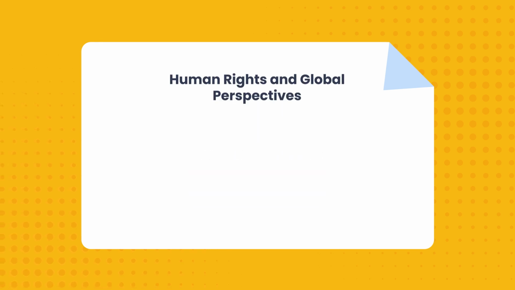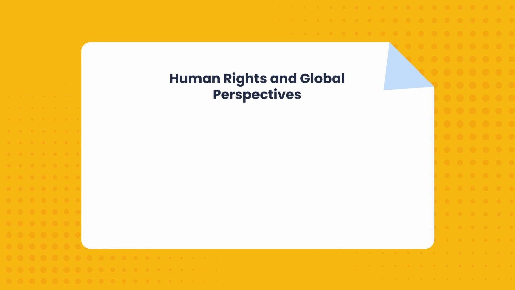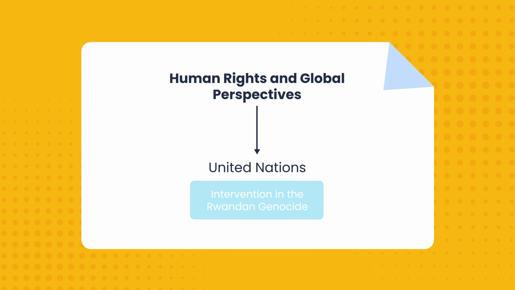If you're mapping out human rights and global perspectives in legal studies or society and culture, instead of just using United Nations as an organization that protects human rights, include a key international case where the UN played a role, such as an intervention in the Rwandan genocide or the establishment of the Universal Declaration of Human Rights. Tying abstract concepts to real-world case studies makes them easier to analyze and recall in essays.